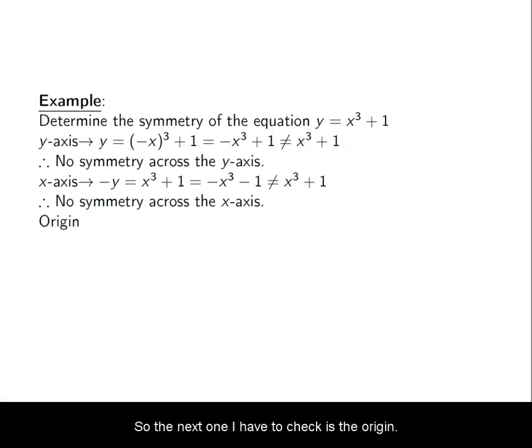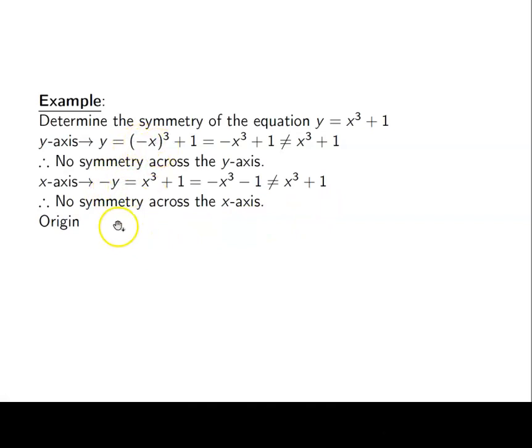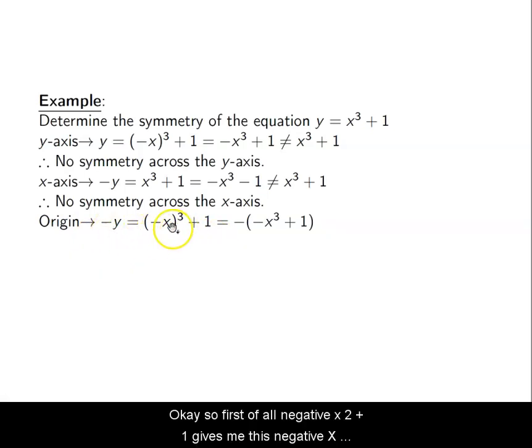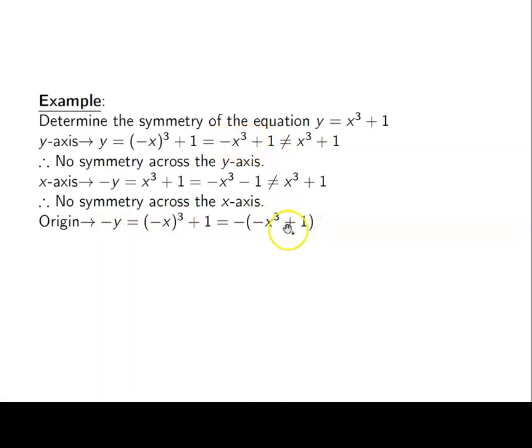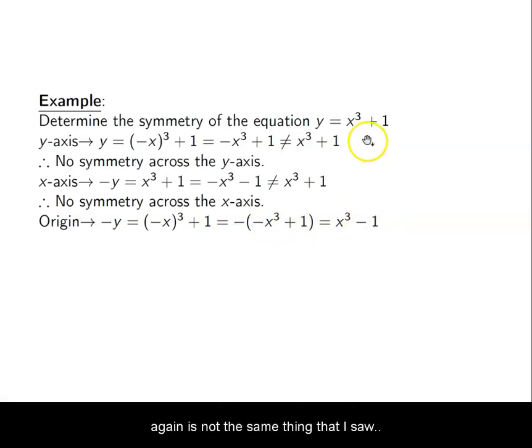The next one I have to check is the origin. Remember, for the origin, I'm going to change the sign of everything. I'm going to plug in a negative x and also change the sign of the y and work it down. So when I do this, first of all, negative x cubed plus 1 gives me negative x cubed plus 1. I know that already because I've done that. The negative y means I change the sign on all of those things, which is going to give me x cubed minus 1, which again is not the same thing that I started with.